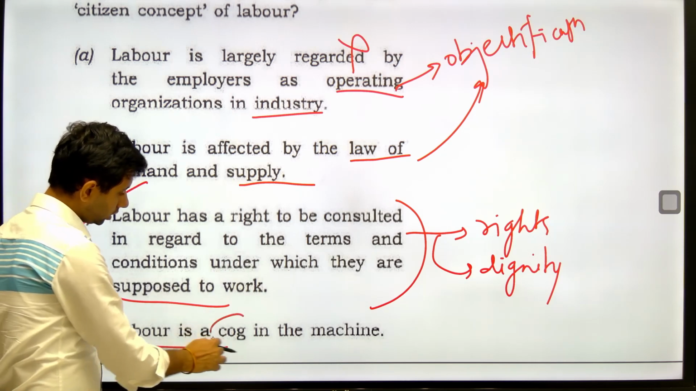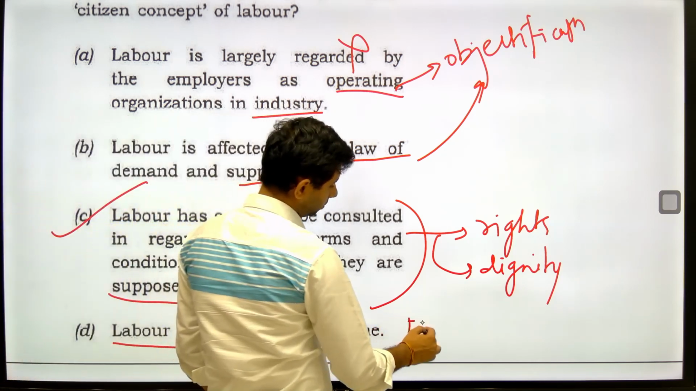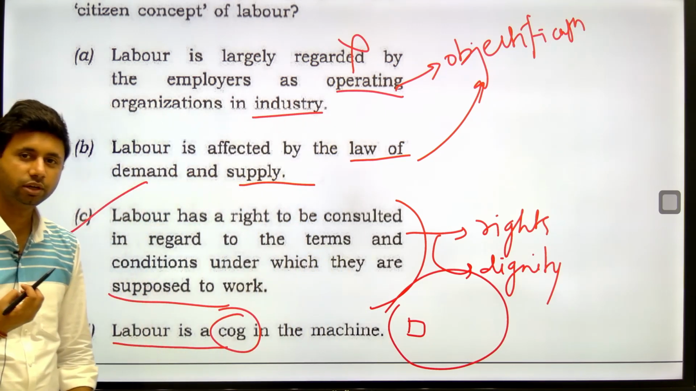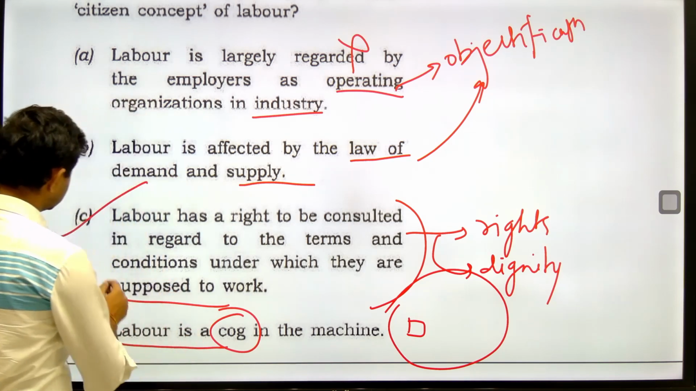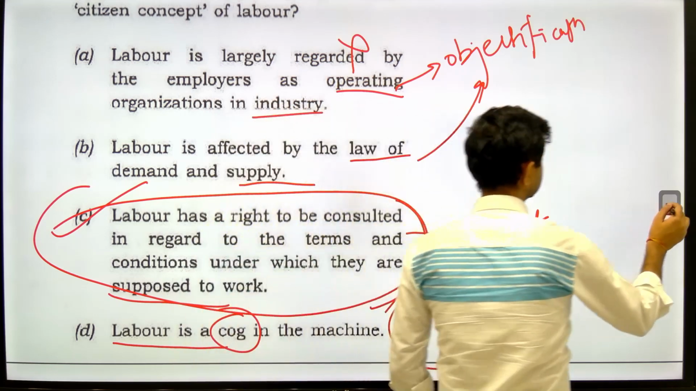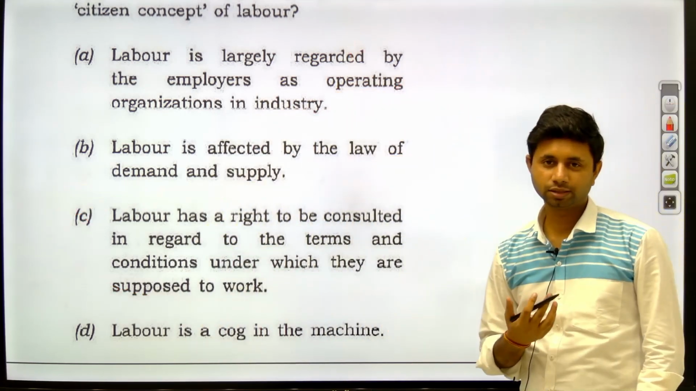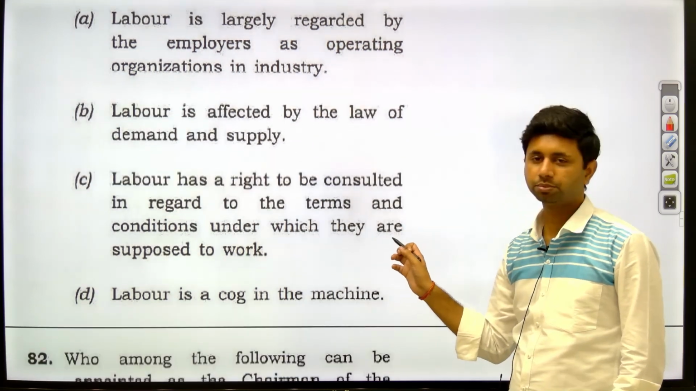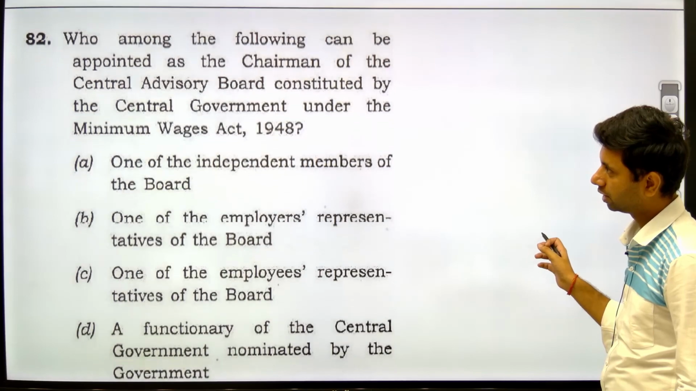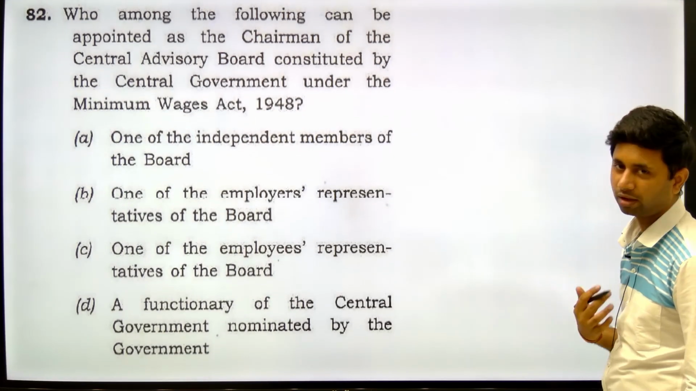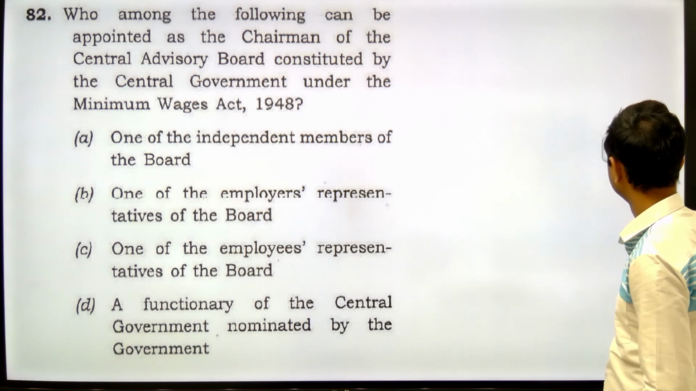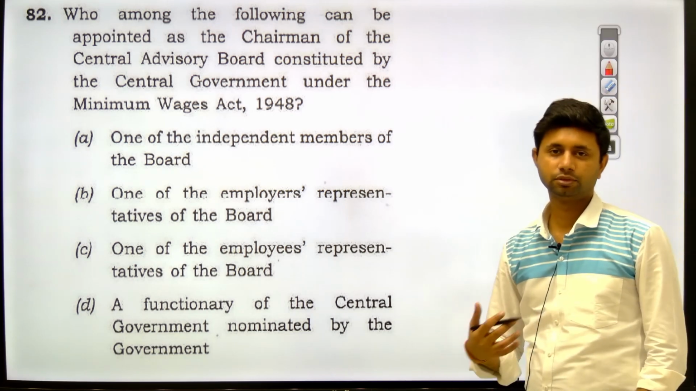Labor is a cog in the machine, so just a part of the whole system. Another thing which is actually reducing the dignity of a labor. So C should be the correct answer. So with that mindset, go in the examination, think about the options in terms of common sense. Obviously, in case of theoretical aspect, we can't do much, but having an approach based on common sense really helps in various examinations organized by UPSC.